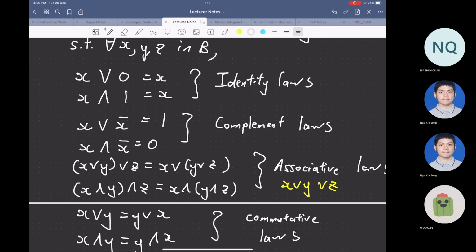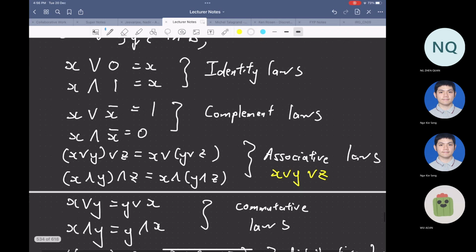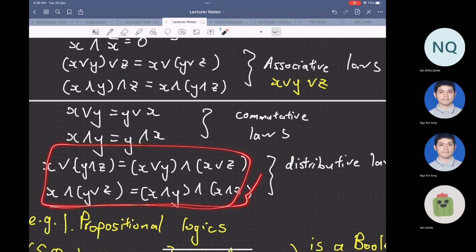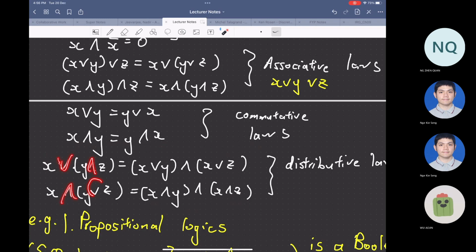Okay, so when we talk about associative, we always talk about the same operator. You can take all OR or you can take all AND. Associative applies to the same operation. If it's different operations, we will have the distributive law: AND over OR, and OR over AND. Okay. Good. Next, what's next?